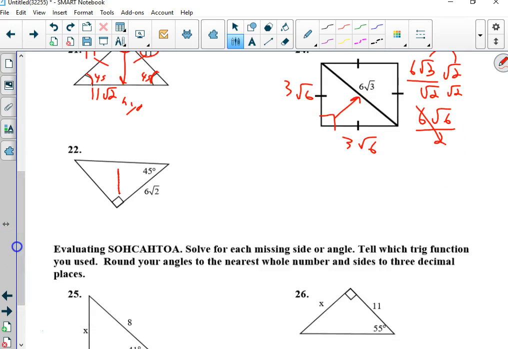22, where's my hypotenuse? Right there. This is 45. These are equal. So this is 6 radical 2. I'm going towards the bigger side. So I'm going to take 6 radical 2 and multiply by radical 2. This is special. Remember, it's radical 4, or just 6 times 2, which is 12.